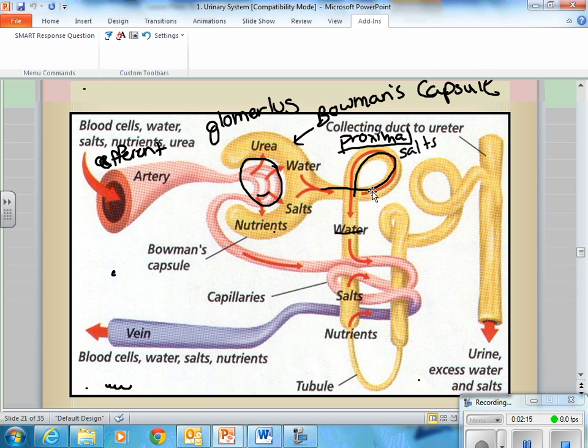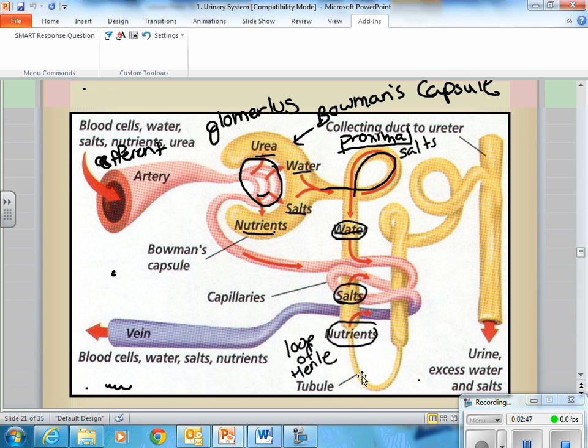Okay, and then it starts descending down this thing called a loop of Henle. And the first part is called the descending part of the loop of Henle. The second portion is the ascending. So the descending loop is permeable to water. So we're still absorbing water here, we're still absorbing salts, and we're still absorbing nutrients. Because we got rid of everything up here, we need to get some of it back to bring us to a nice concentration.